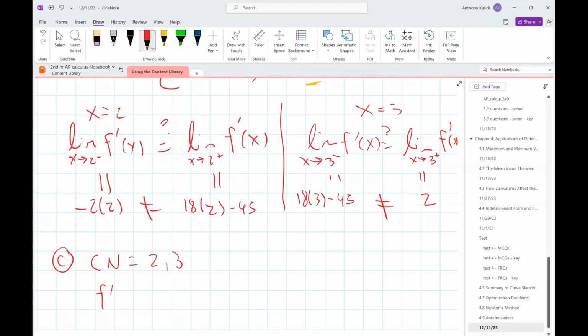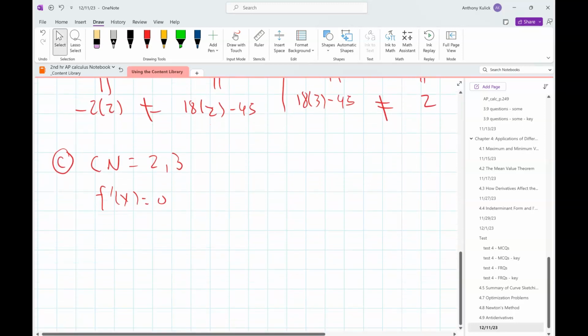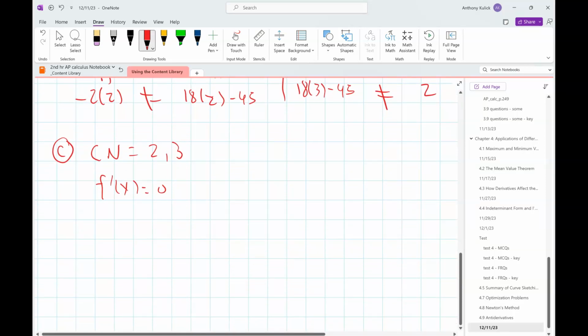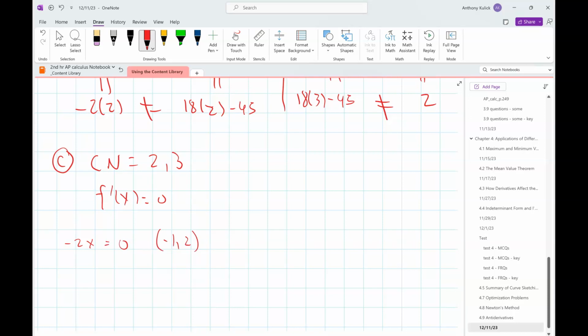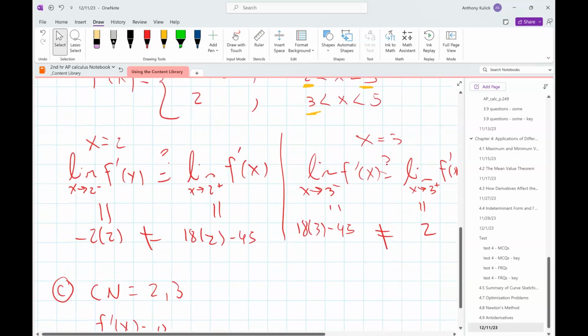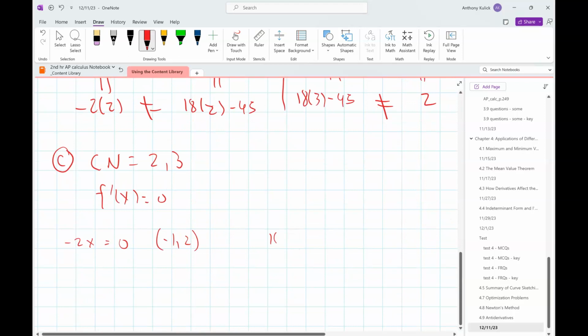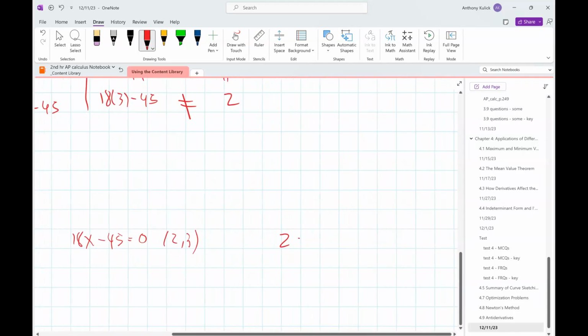The other place we need to check then is where the derivative is equal to 0. So there's 3 ways I have to check that. I have to check negative 2x equal to 0, and I need to check that on the interval from negative 1 to 2. And then I have 18x minus 45 equal to 0, and I need to check that from 2 to 3. And then I have 2 equal to 0, and that I need to check from 3 to 5.